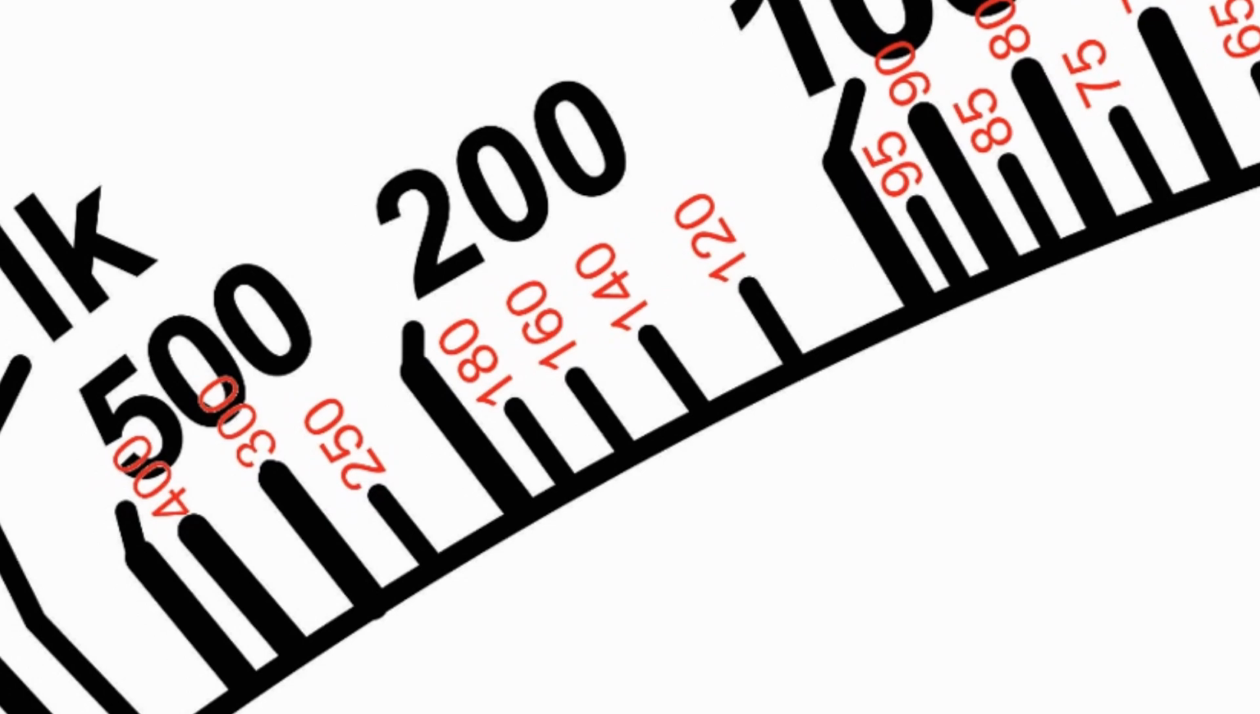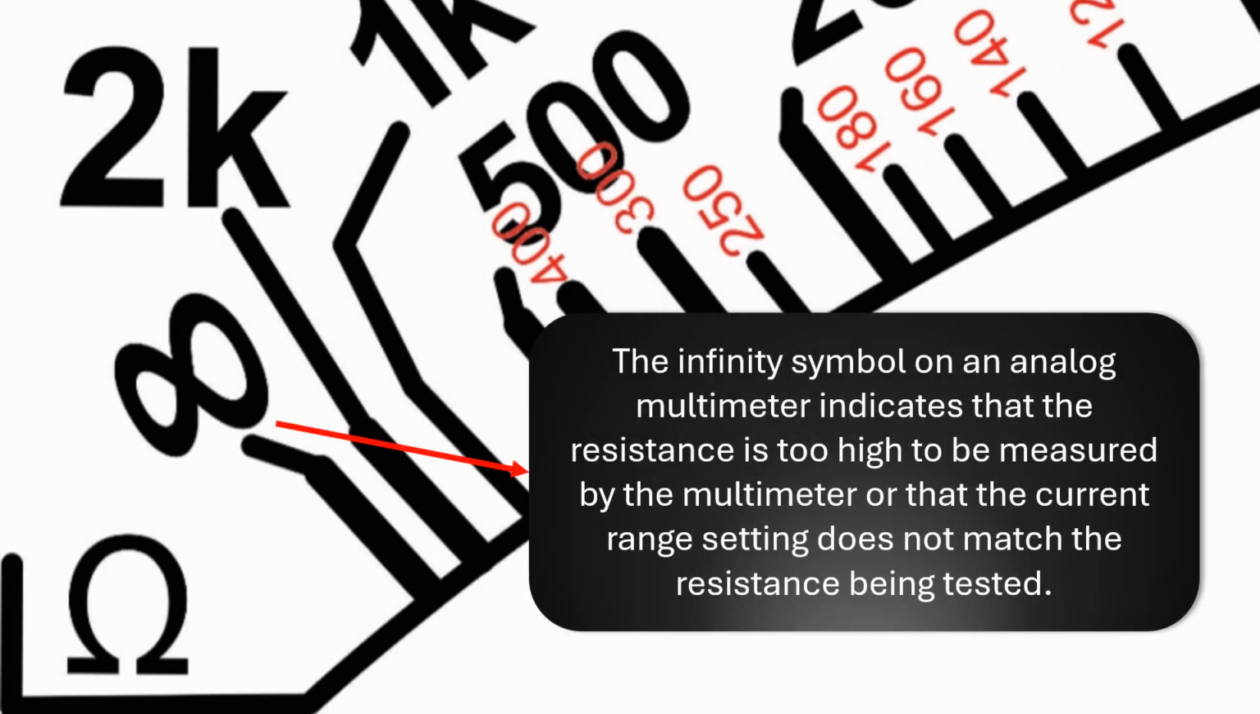From 100 to 200 ohms, each bar equals 20 ohms. Beyond 200, the bars indicate 250, 300, and 400 ohms respectively. The infinity symbol on an analog multimeter indicates that the resistance is too high to be measured by the multimeter, or that the current range setting does not match the resistance being tested.